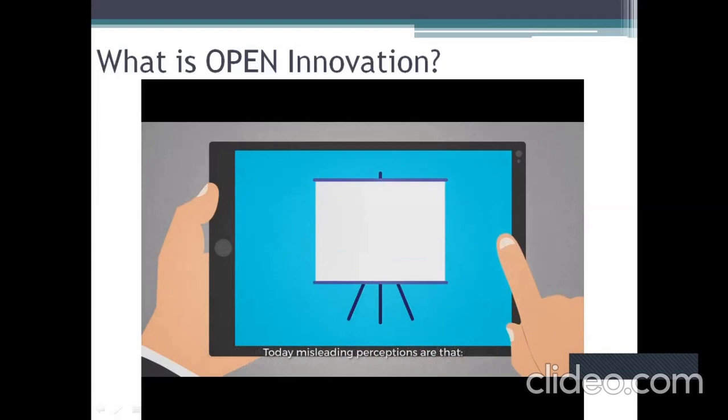Today, misleading perceptions are that open innovation means actually open to everybody, or that open means for free, or even that open means IP-free zone. All of these are wrong.